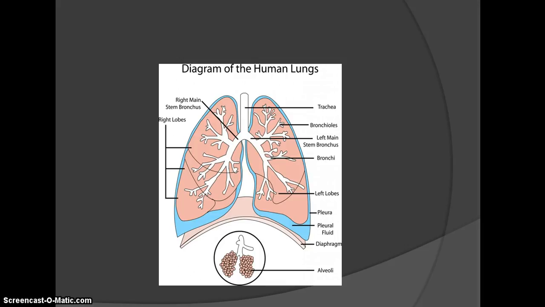The blue bit there is the pleural fluid. There we've got the lobes as well, the bronchi, the bronchioles, the trachea again, the right lobes, alveoli again. But the sort of light blue, that's the pleural fluid.